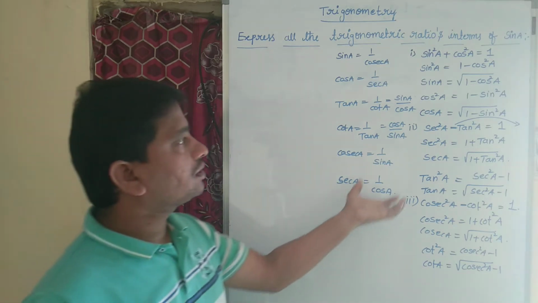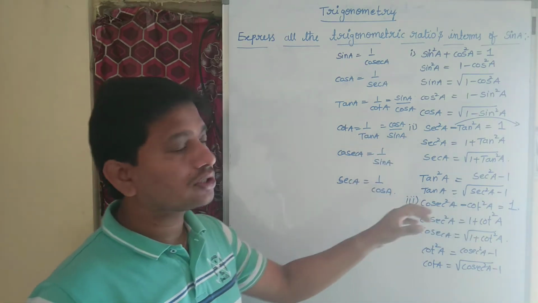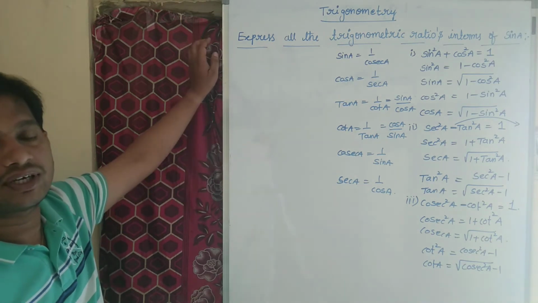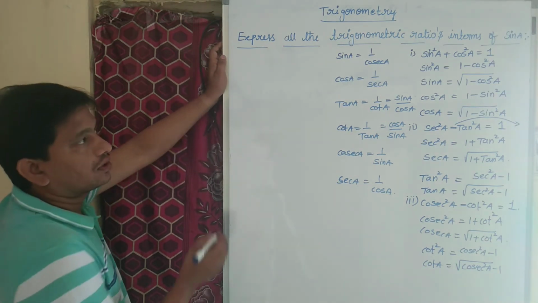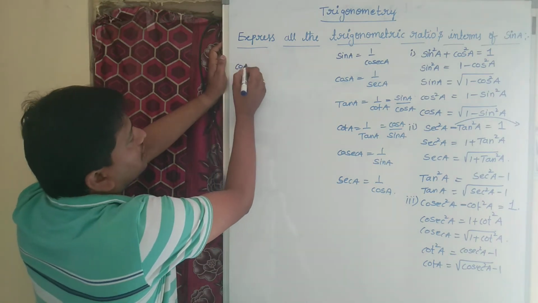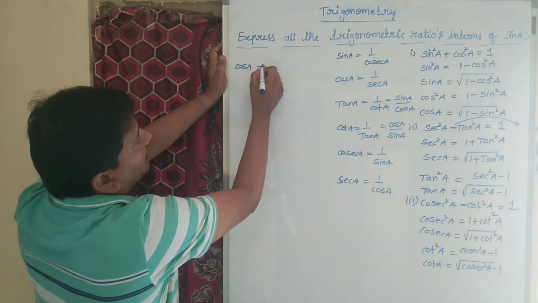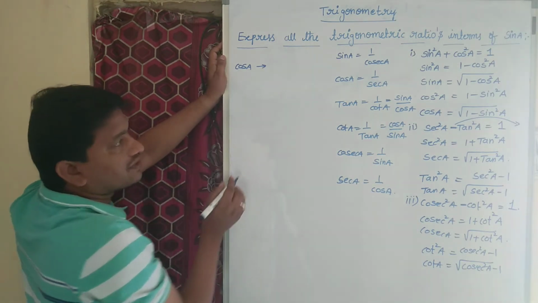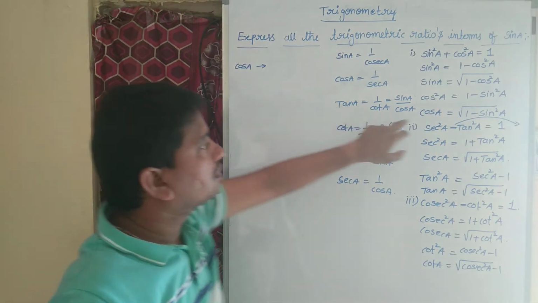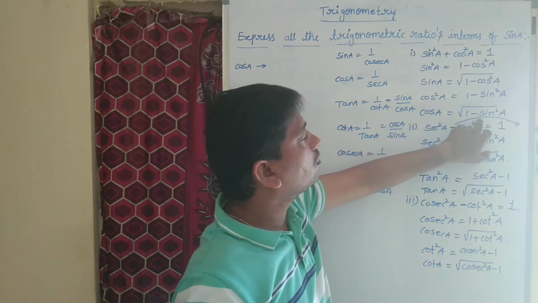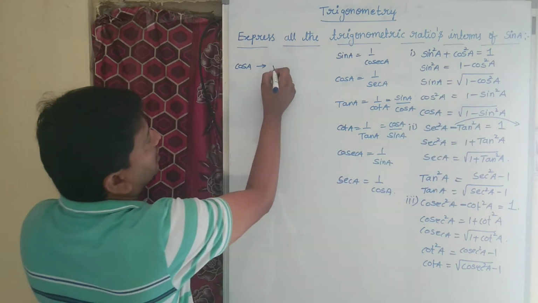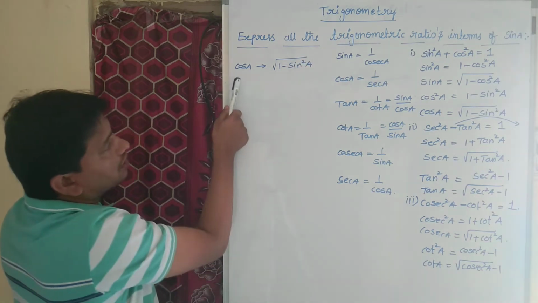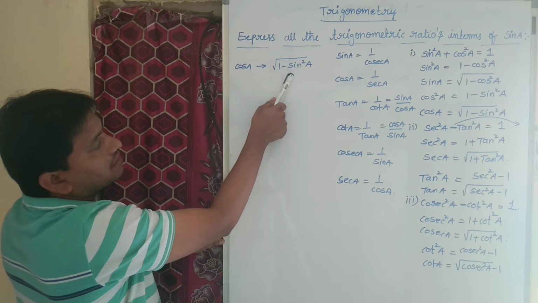These relationships and trigonometric identities we will use when we want to express trigonometric ratios in terms of any other function, right? Suppose let us express cos A in terms of sin A. We know that cos A is nothing but root over 1 minus sin square A. See here, cos we expressed in terms of sin.